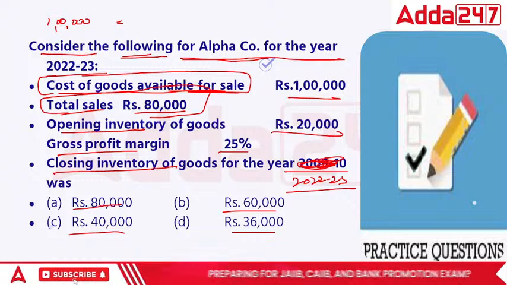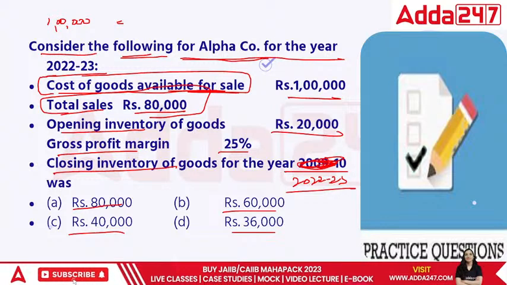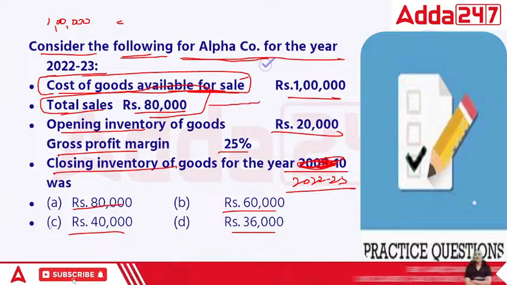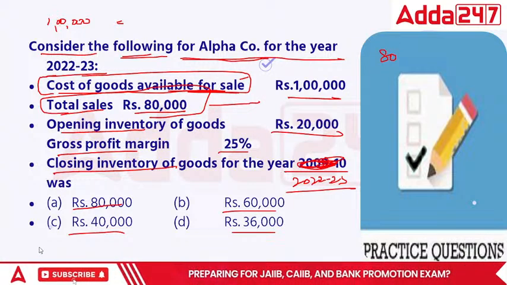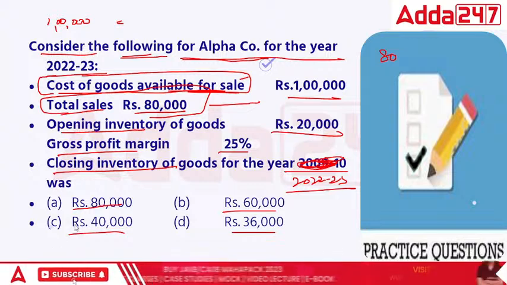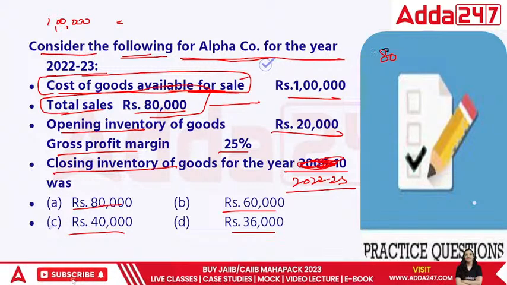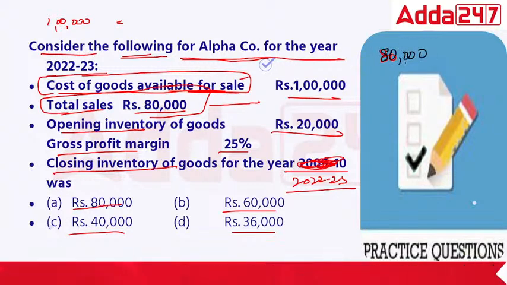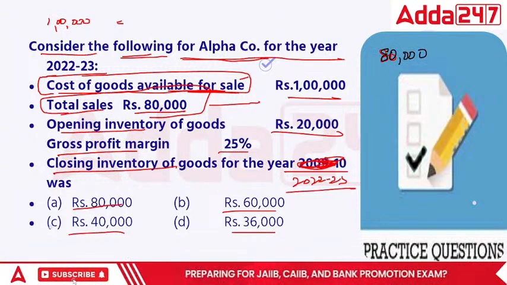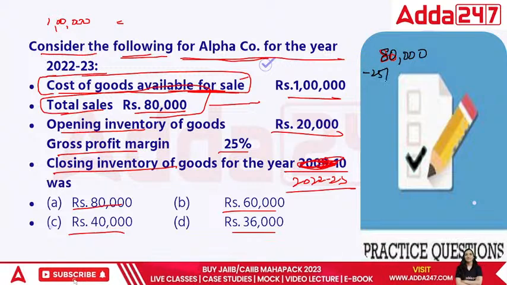In this case, our total sales is 80,000. That means I have sold goods worth rupees 80,000. On this 80,000, I have made a profit of 25%. Changing the pen color there. I hope this one's visible. I have got goods worth rupees 80,000 that I have sold already. So if I have sold goods of this much amount, that means minus 25%.